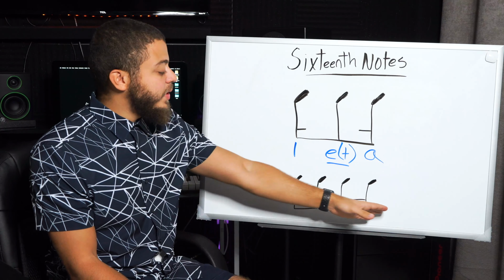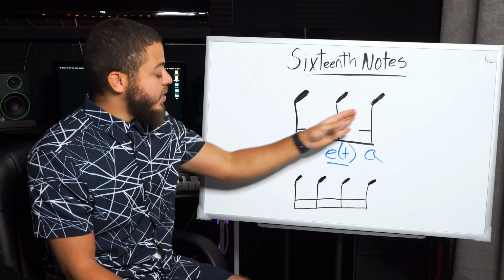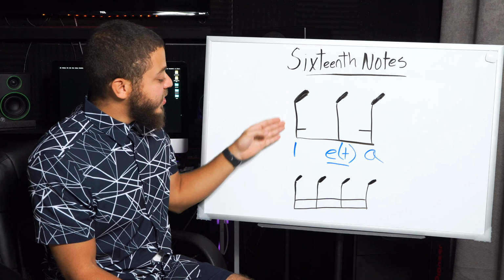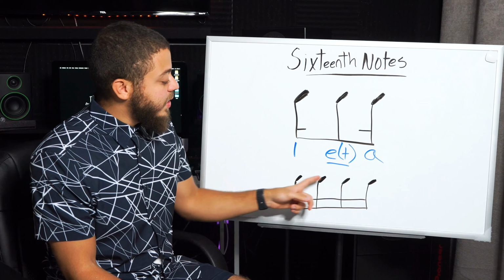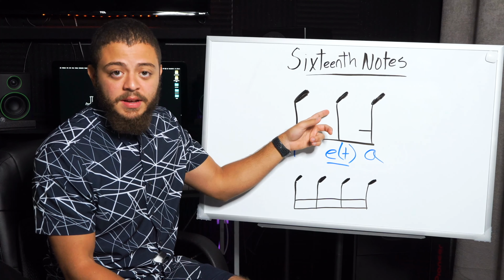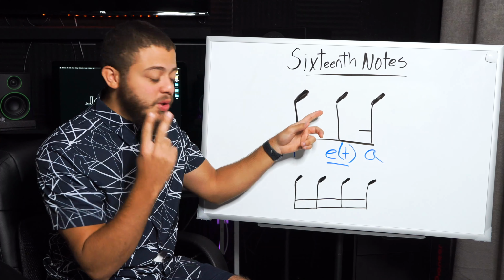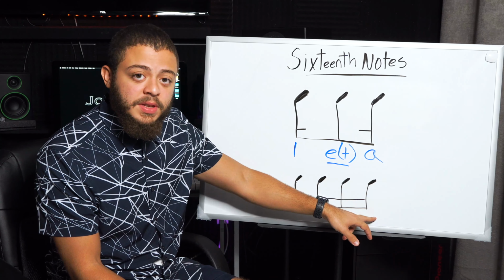So I drew out the 16th note in the basic form so you can see where the notes start to line up. So the first 16th note is going to be beat 1. The two 16th notes in the middle are going to be taken by the 8th note, because again, inside of an 8th note there are two 16th notes. And then at the end we have the final 16th note.